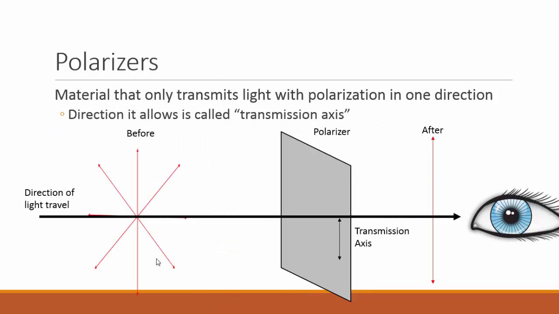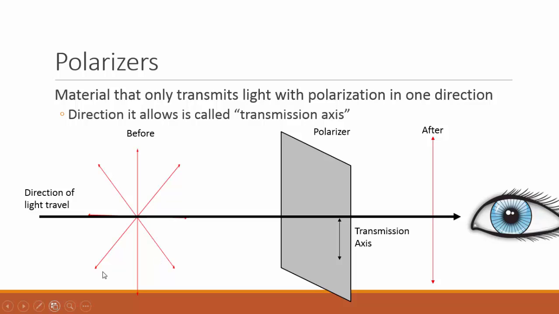Now I want to talk about a second topic that's related, which is something called a polarizer. A polarizer is a device, or really a material, that interacts with light in a very specific way. The specific way it interacts with light is to only transmit light if the light has the correct polarization. It only lets a particular polarization through the polarizing material.